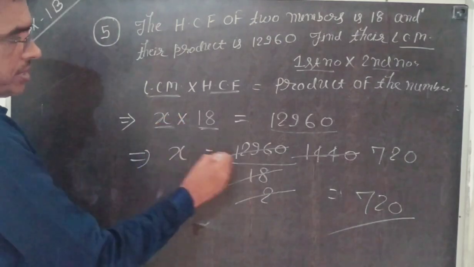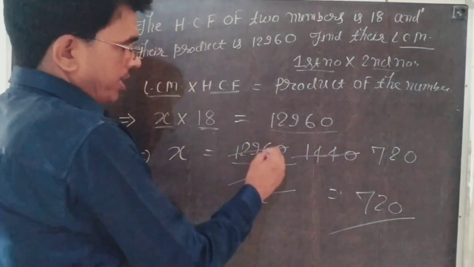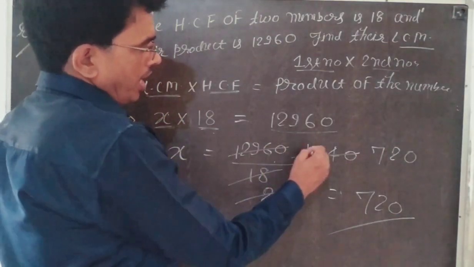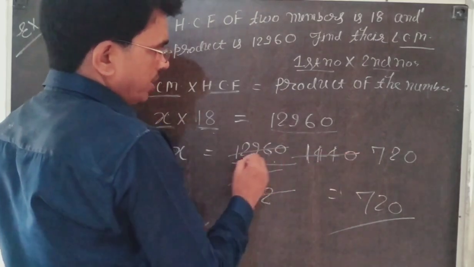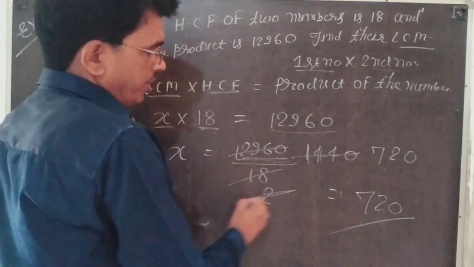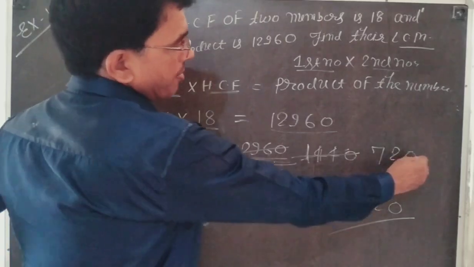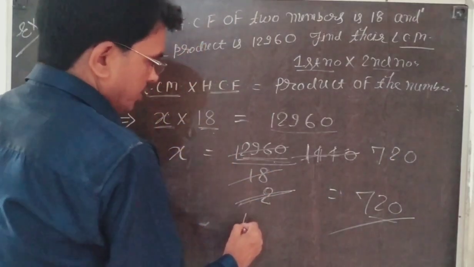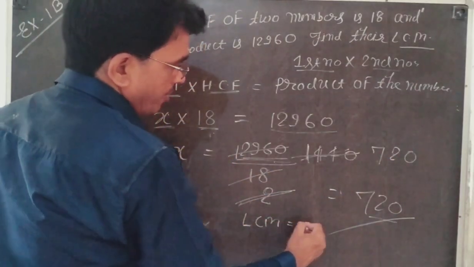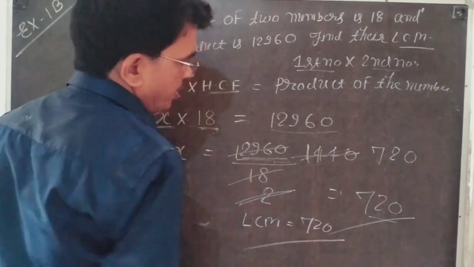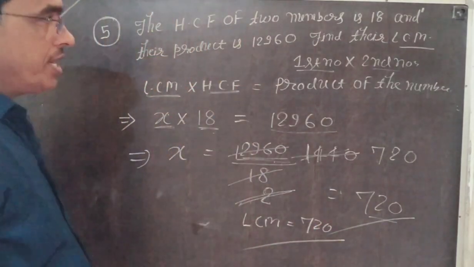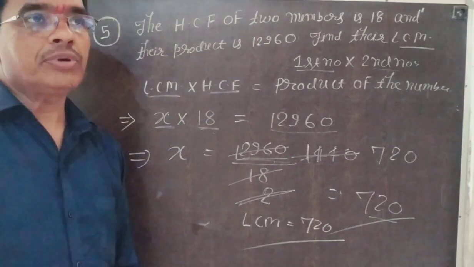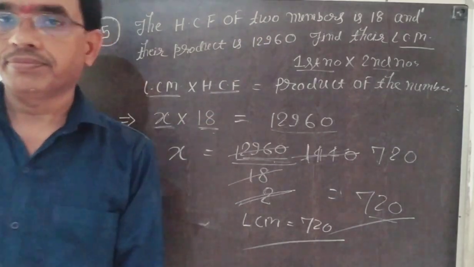So what is X? It is divided. I divide by 9: 9 into 18, and 9 into 12960, 1440. Then 2 divided into this, it is 720. So you can say that the LCM of these two numbers is 720, whose HCF is 18 and product is 12960.